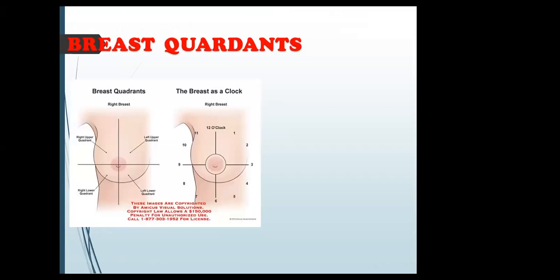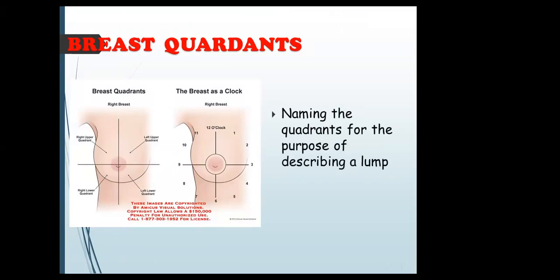Breast quadrants. The breast is divided into four quadrants: the upper and lower outer quadrants, and the upper and lower inner quadrants, and according to the o'clock. Naming the quadrant is for the purpose of describing a lump.